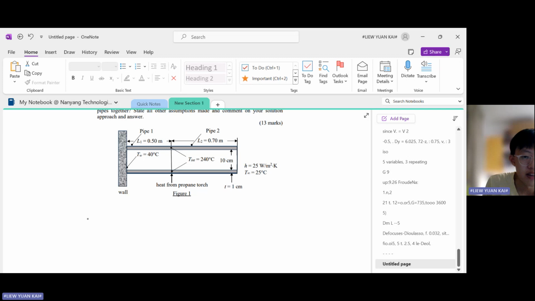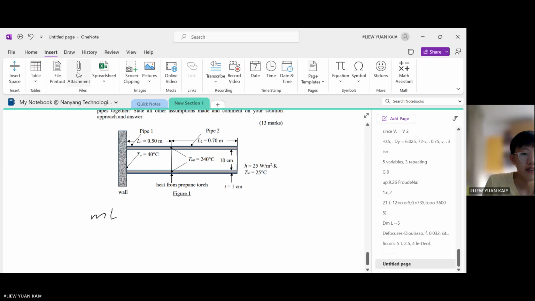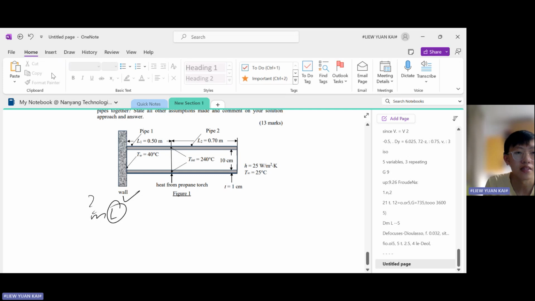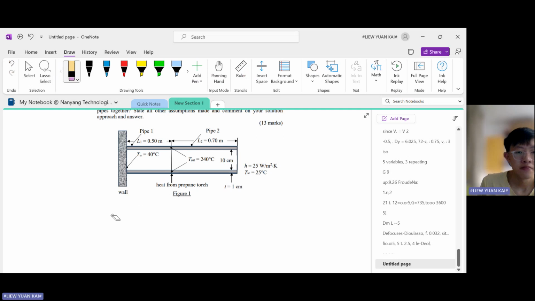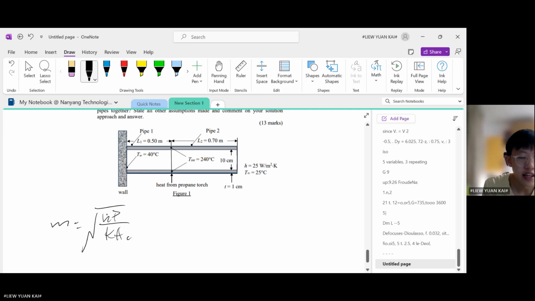So what you do is you calculate this parameter, mL. We already have L for both pipes, but we don't have m. So let's calculate m. Remember that the formula for m, which you can pull from your textbook or your lecture notes, is equal to the square root of hP over kAc. h is your convection coefficient, P is your perimeter, k is your conductivity, Ac is the cross section of the pipe.